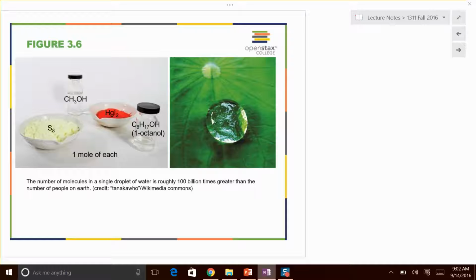So there you go. There are more water molecules in that single drop, 100 billion times greater than the number of people on Earth. Okay, just in a single drop of water. That's how small these atoms are, and how we have to get a lot of them to really work with them. Okay?